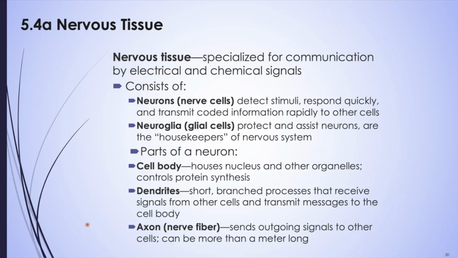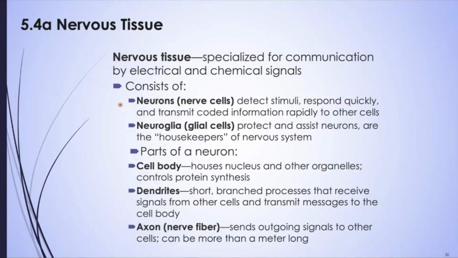So getting started first with the nervous tissue. Nervous tissue is specialized for communication. That's how it gets the message across your body by electrical and chemical signals. Your nervous tissue consists of all of these things, and you absolutely need to know them. Neurons. Neurons are nerve cells.